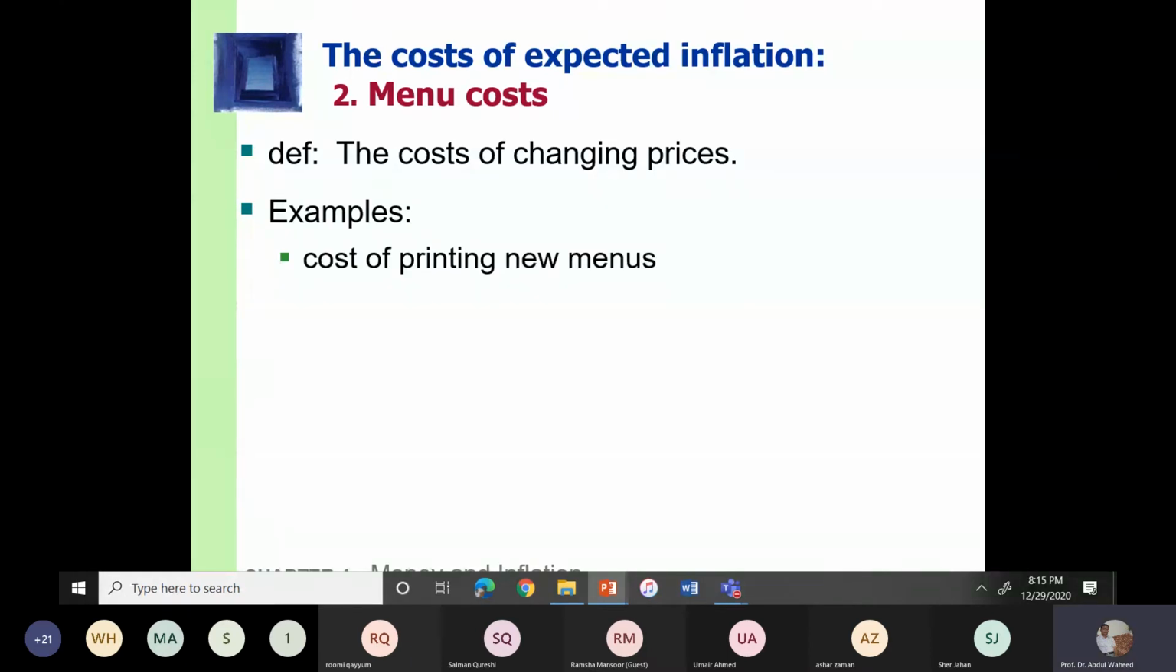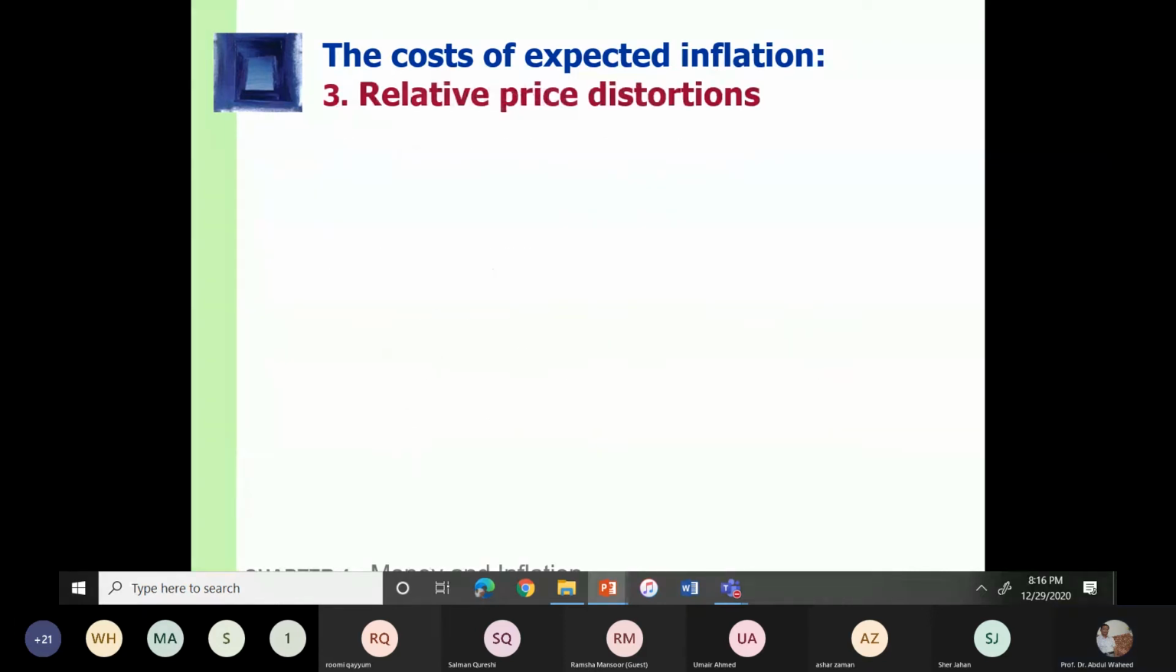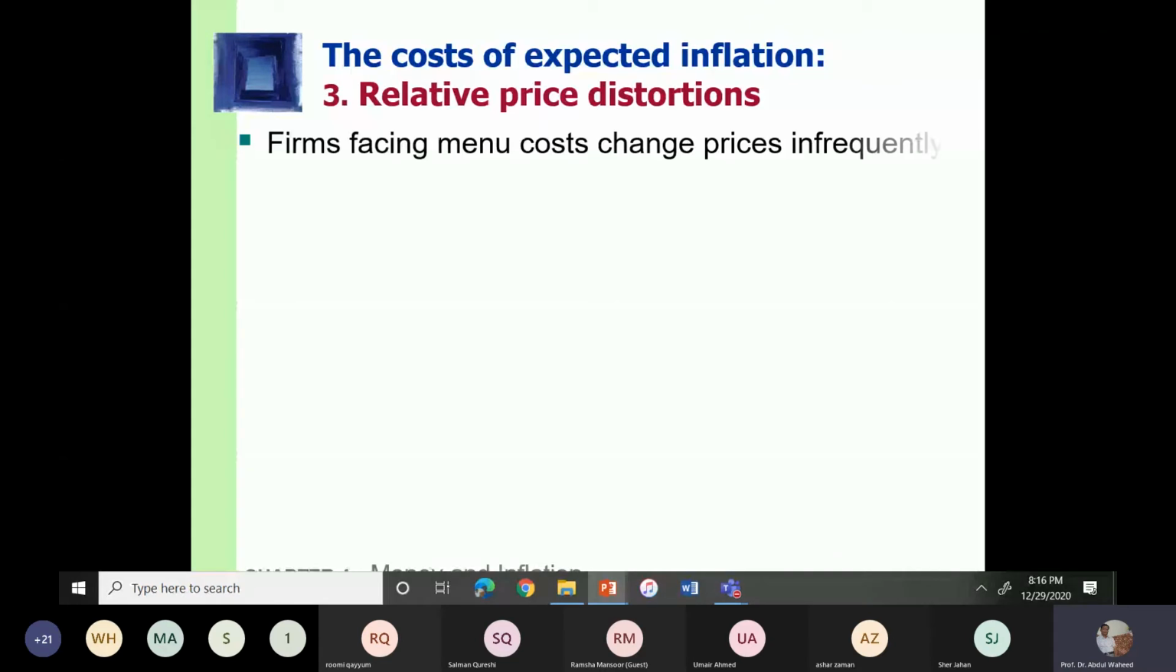So cost of printing new menus and cost of printing and mailing new catalogs. So the higher the inflation, the more frequently firms must change their prices and incur these costs. And there is also relative price distortion, which is another cost of expected inflation.